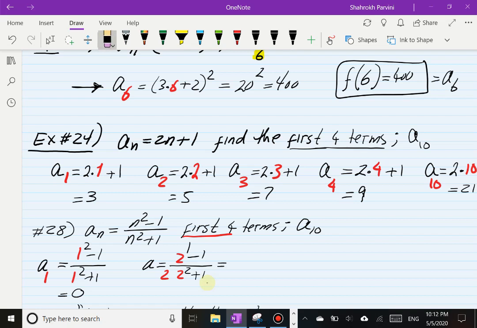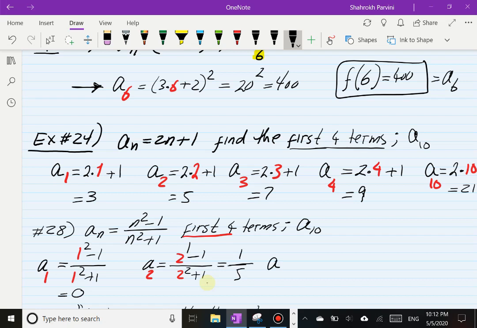Ooh, my subscript kind of moved away from me. Okay, there you go. And then next step, 2 squared in the numerator. 2 squared is 4, 4 minus 1 is 3. In the denominator, we have 2 squared plus 1, which is 5.